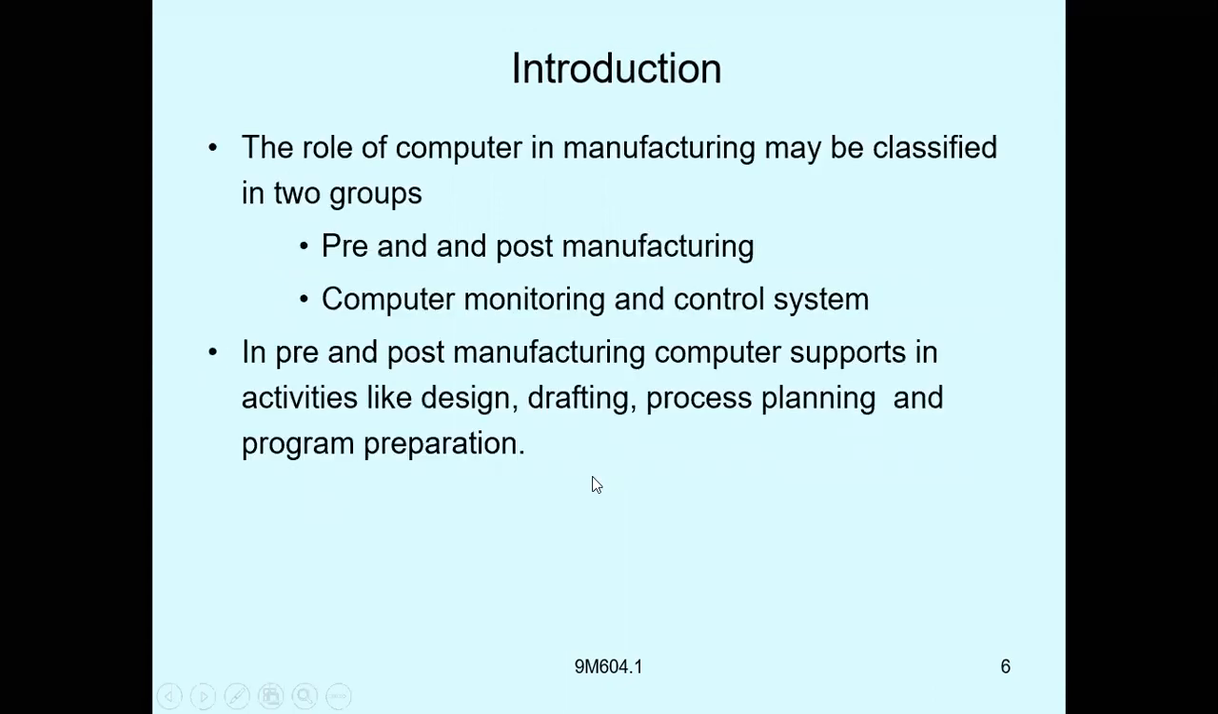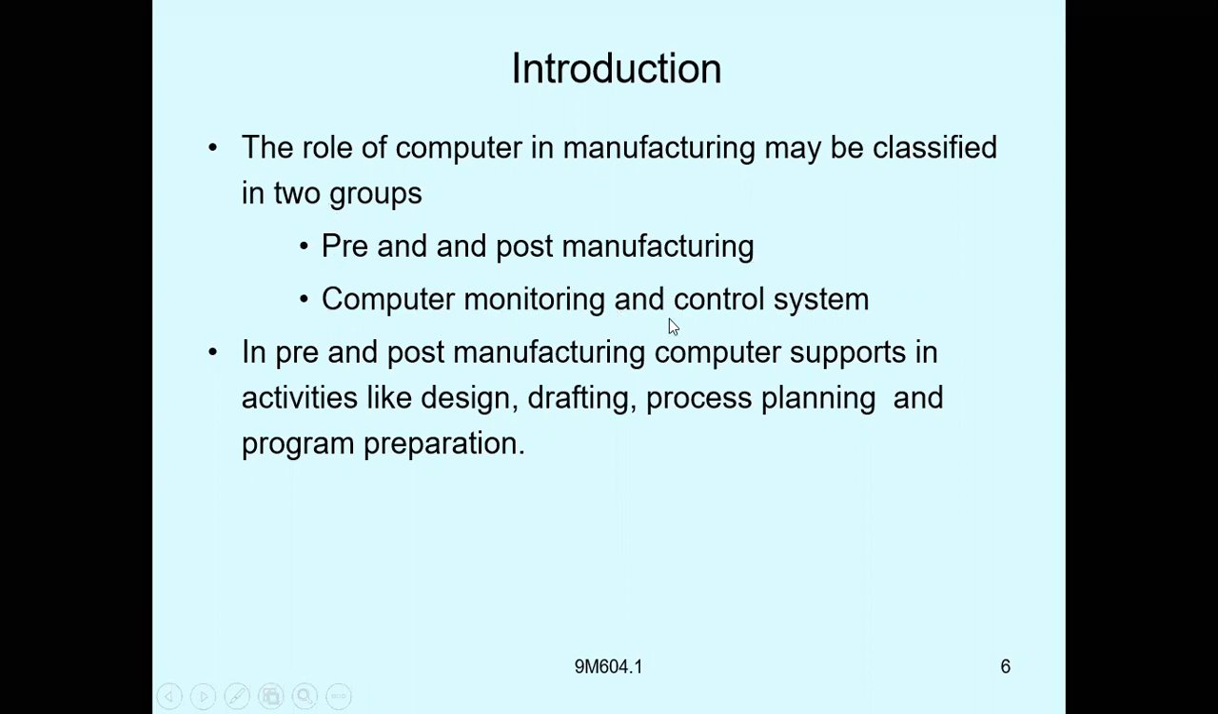See what a CAD will do. So the role of computer, what a computer will do. The role of computer in manufacturing may be classified into two groups. Okay, so how this computer can be utilized in the manufacturing: pre and post manufacturing, that means before manufacturing and after manufacturing, and computer monitoring and control. If you see the first one and the second one, what is the difference between them? This is the indirect one and this is the direct one.